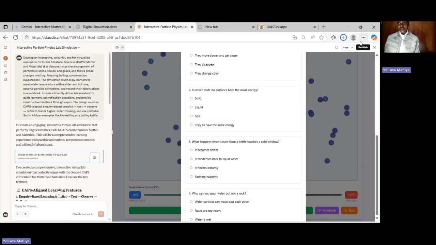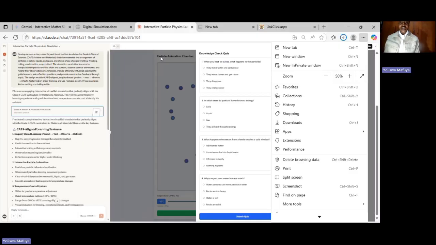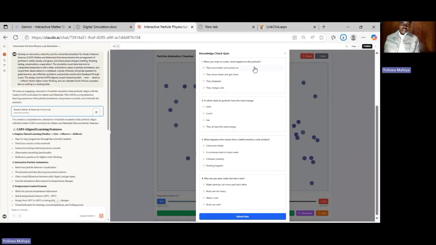So our quiz over here, you can already see. I'm just going to zoom out a bit so that I can show you the full thing. Yes. So this is a knowledge check quiz. This is to check the learner's understanding, especially the knowledge on solids, liquids, and gases. So the simulation kind of backs up what you teach in class. So if you used clay to demonstrate solids, liquids, and gases, this app backs up what you have taught. So it asks you, for example, when you heat ice cubes, what happens to the particles?